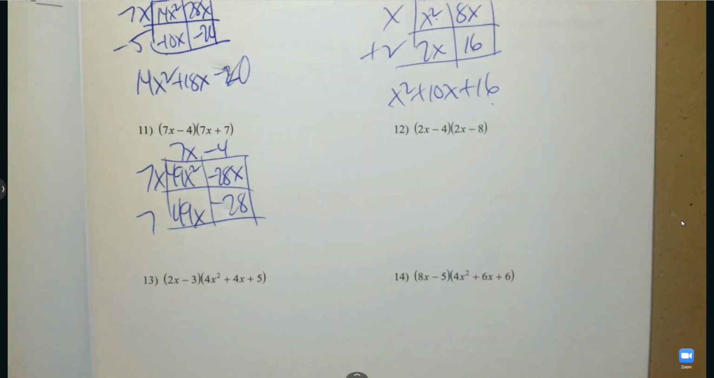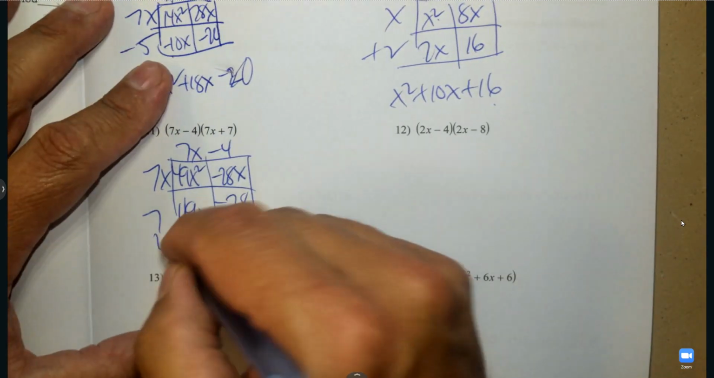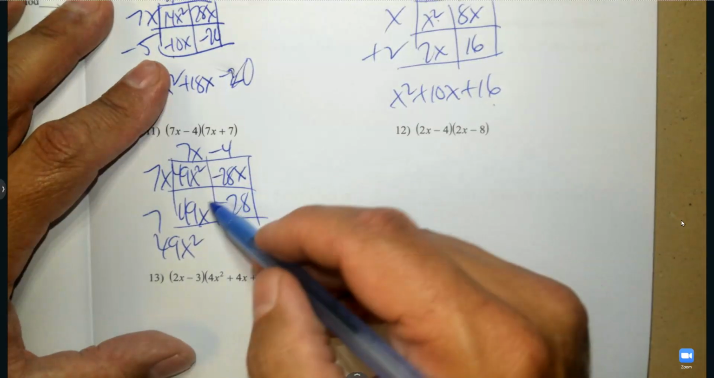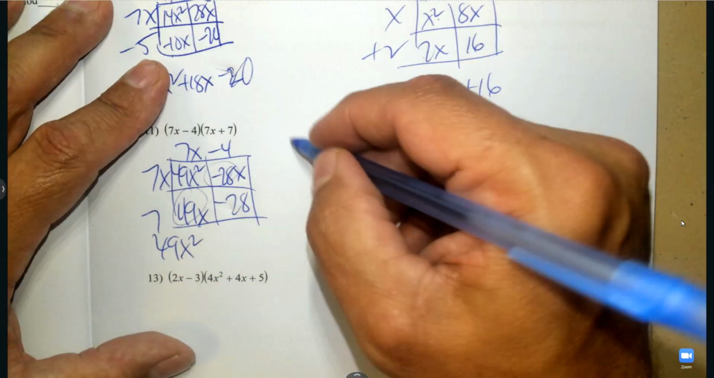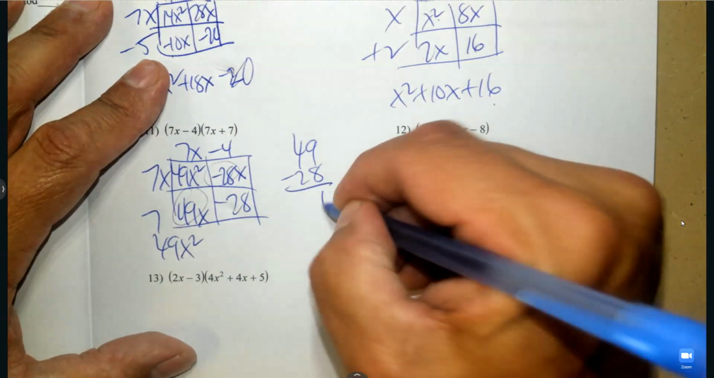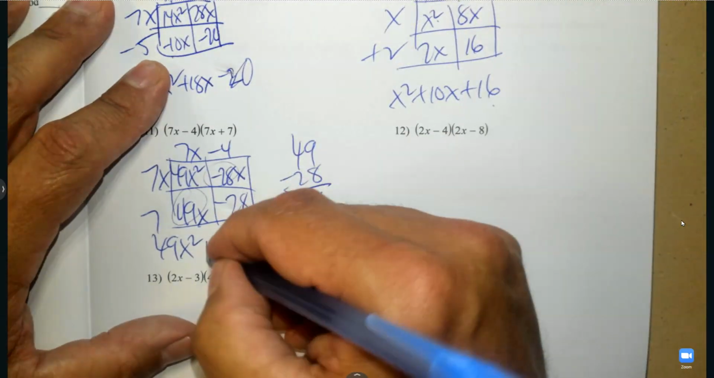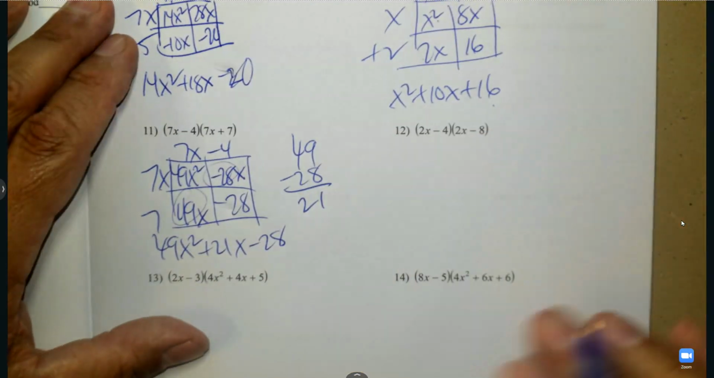Signs matter. And then at the very end, after you do all the multiplying, we have 49x squared. Now, 49 take away 28. Maybe I need to do that because I'm not completely sure. That's 21. And then I have my answer.